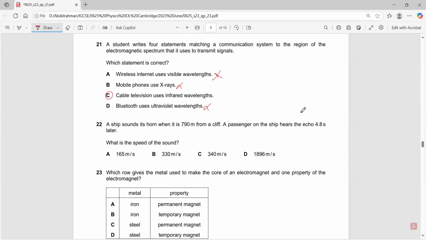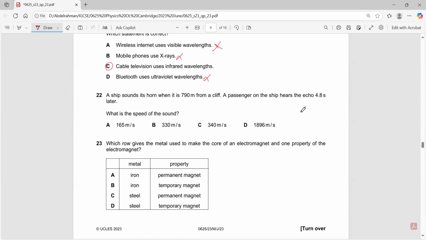A ship sounds a horn when it is 790 meters from a cliff. A passenger on the ship hears the echo 4.8 seconds later. What is the speed of the sound? Can I find the speed of the sound? Yes. Speed equals distance over time. This is an echo, so 2 times 790 over 4.8. What is 2 times 790 over 4.8? This gives you a speed of 329 or 330 meters per second.